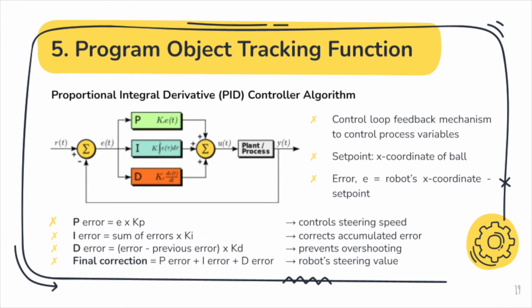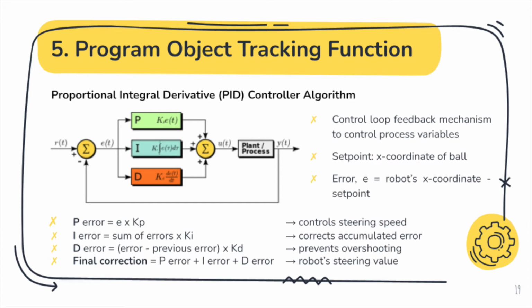I wrote a PID controller algorithm for the robot to track the ball smoothly. First, the Arduino receives the ball's X coordinate from the camera via serial. Then, the error E and the P, I and D errors are calculated using the equation shown. The P term affects how much the robot should turn to face the ball. The larger the error, the larger the correction.